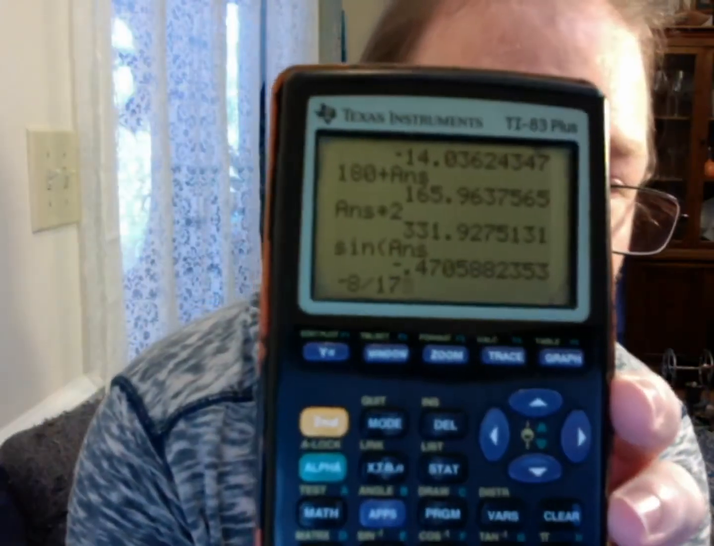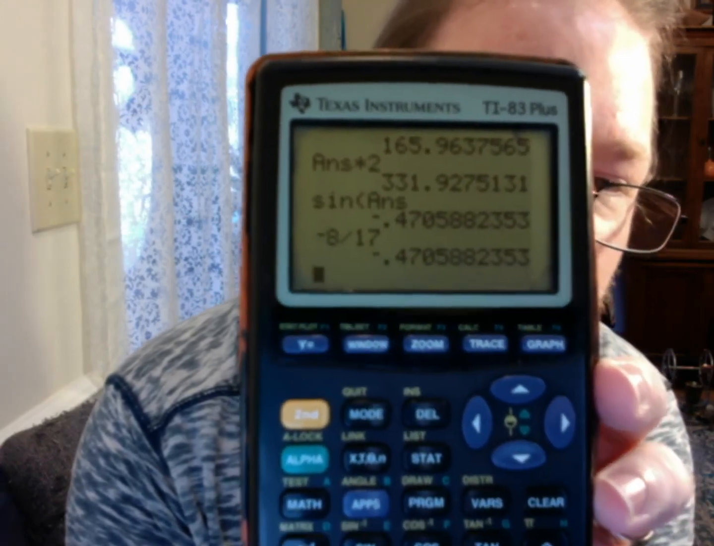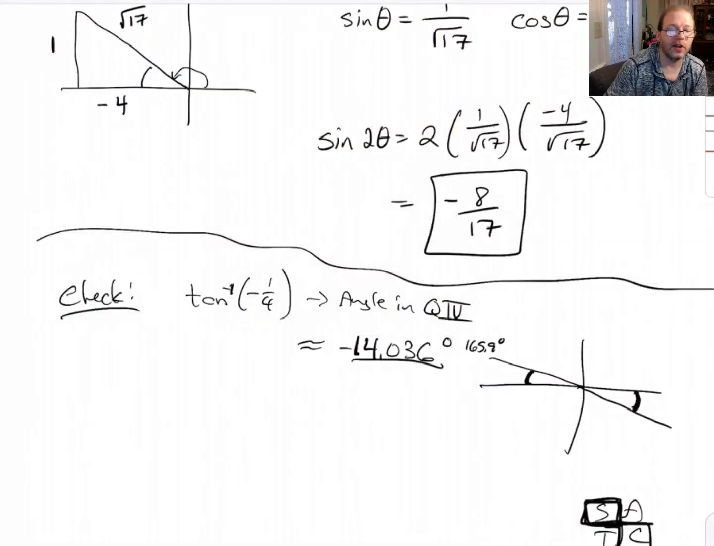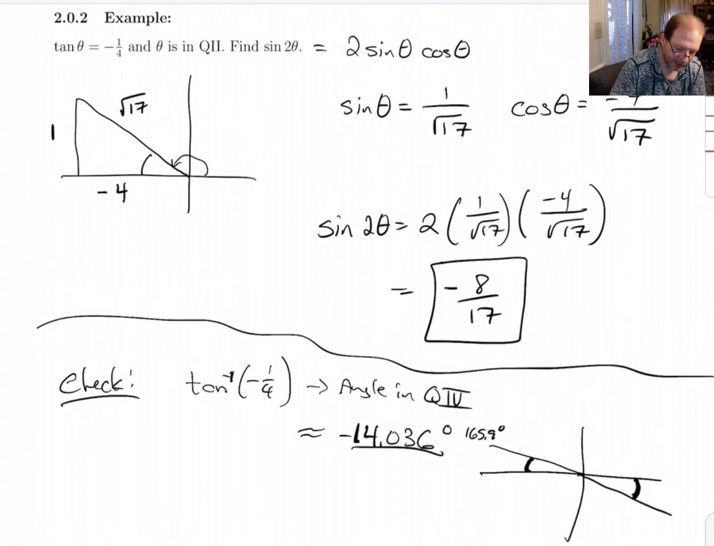So the moment of truth here, I'll put in -8/17. Does this give me the same thing? Sure enough, it does. So checking this one because of the quadrants and everything was a bit of a pain, but we can still do it, and we get that it does work out. All right, I believe that is it for this section.